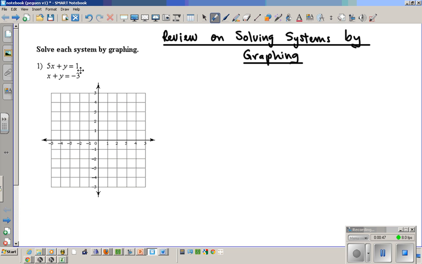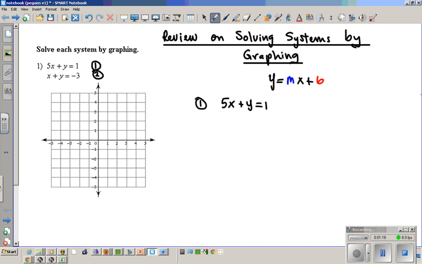The easiest way to graph is to put the equation in slope-intercept form. The slope-intercept form is y equals mx plus b. It is called slope-intercept because it makes explicit the slope and the y-intercept. So let's start with equation 1 and equation 2. Let's start with equation 1. I need to place this equation in slope-intercept form and then graph it, all right? So we have 5x plus y equals 1.